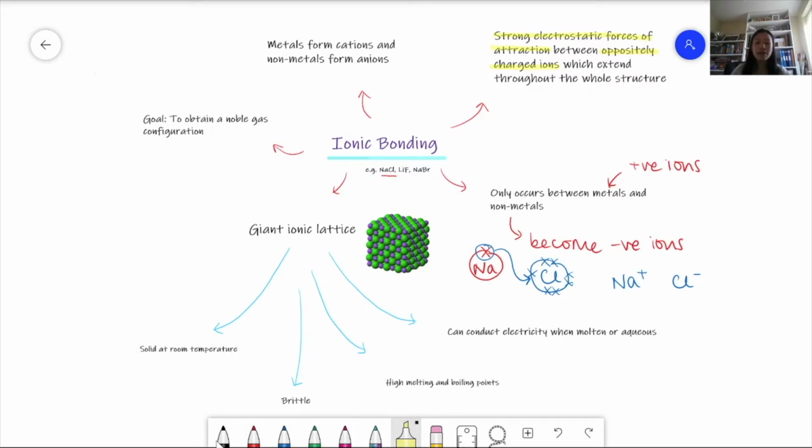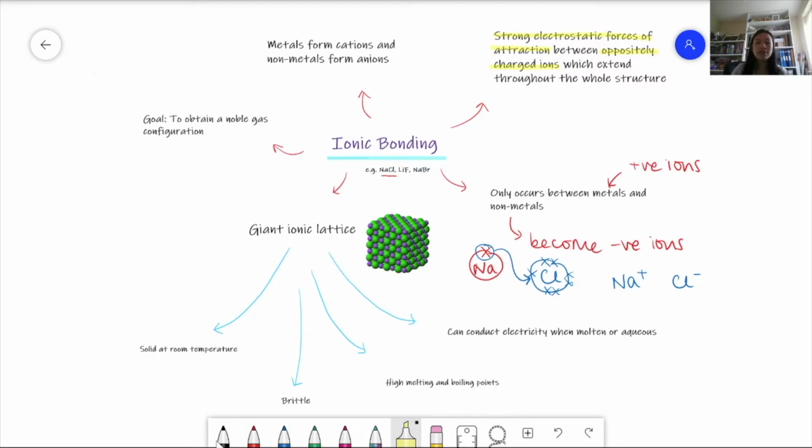They have very high melting and boiling points, and this is because of the strong electrostatic forces of attraction between the oppositely charged ions, which extend throughout the whole structure. So whenever it asks for why it's got such a high melting and boiling point, you can just quote that sentence, and that should get you the marks.